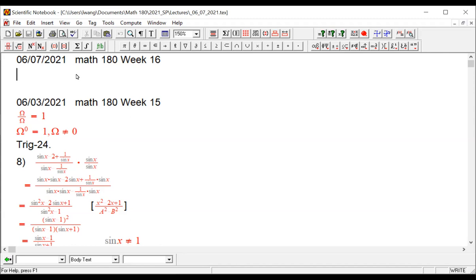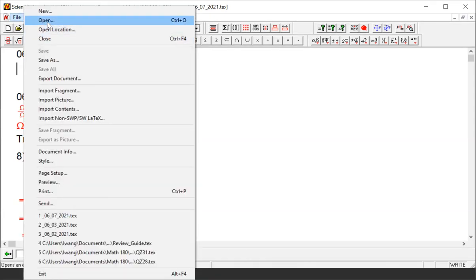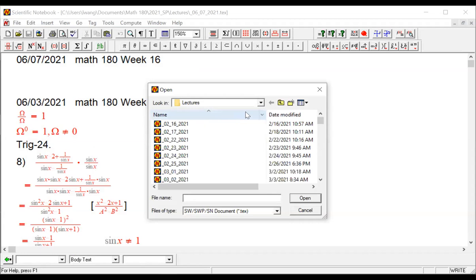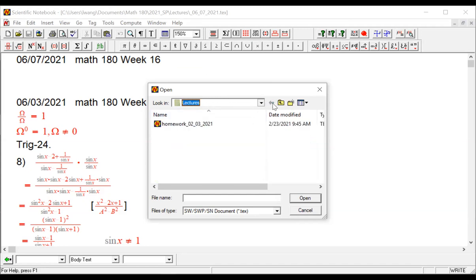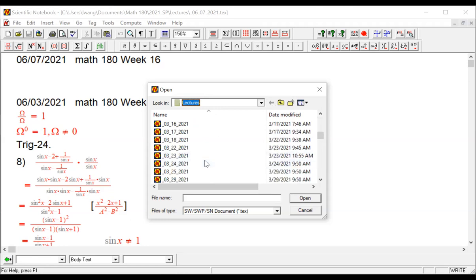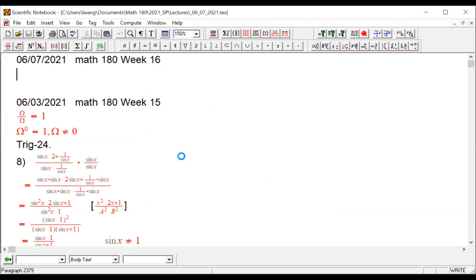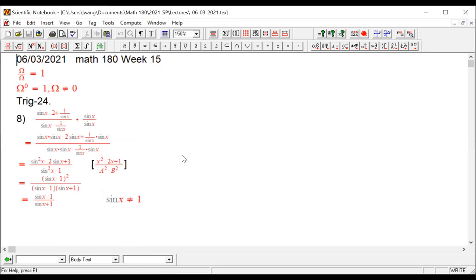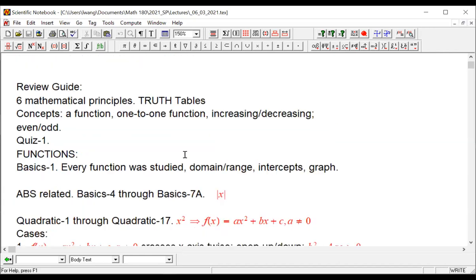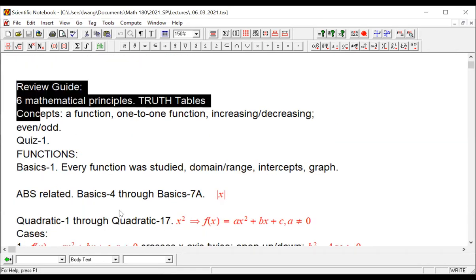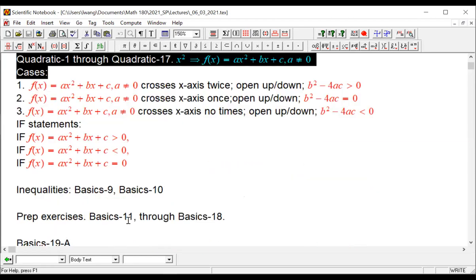Okay, so we did some kind of review. We had a review guide last week, didn't we? Let's see. Okay, it's probably at the end of the file. Right, so this is the review guide. Okay, so I hope everybody got this.